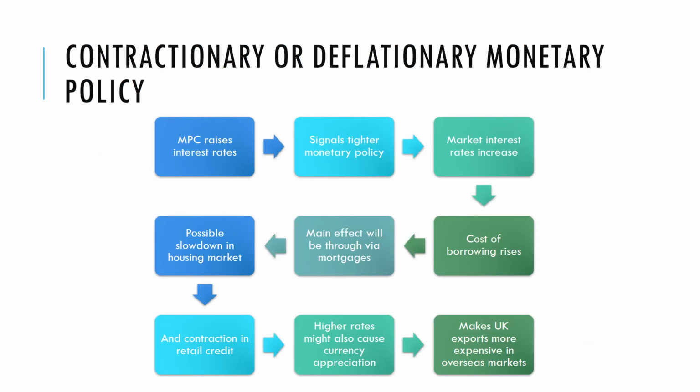The flip side, if we see a contractionary or sometimes called deflationary monetary policy, we would expect the following: higher interest rates, which would increase the cost of borrowing, which would cause a slowdown in the housing market, a contraction in loans and credit cards, also an appreciation in the currency, so we might see fewer exports overseas as well.